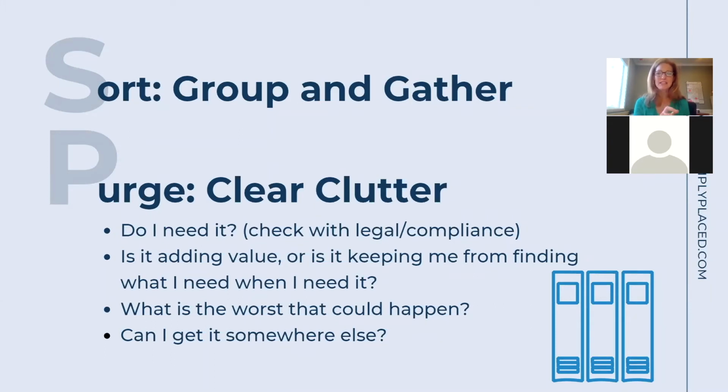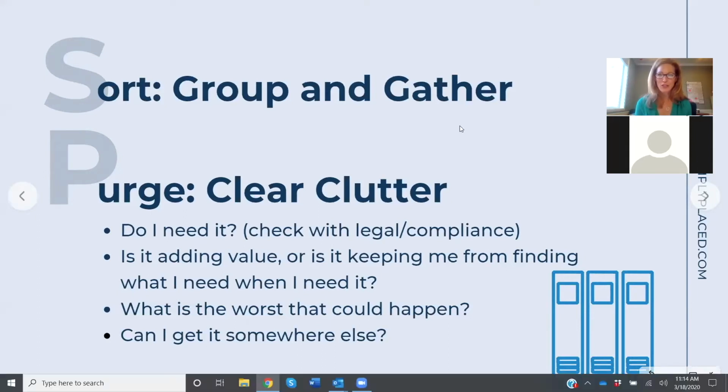That's going to make the second step easier because that's where you're going to make decisions on what you really need. So P in the SPACE acronym stands for purging or clearing clutter. So I define clutter as anything that's not necessary or not adding value to your work or your life, and as such, it's probably doing the opposite. It's probably detracting or distracting you. So we want to clear that clutter so it's easier to find what you need when you need it and easier to focus on work. So some great questions to ask are, as you're considering the things in your space, do I need it? Do I really need it? So that is the first question to ask.